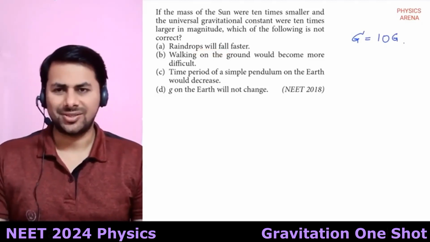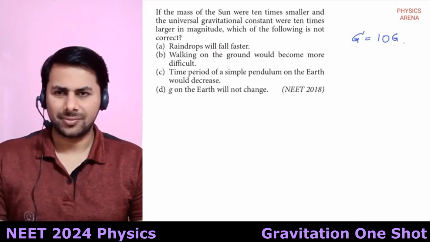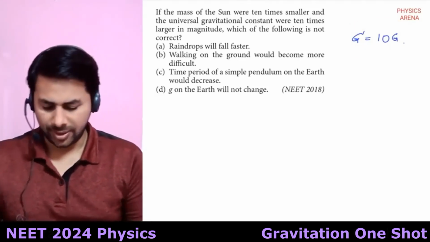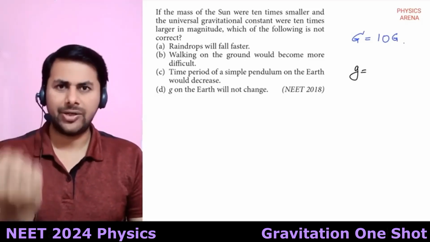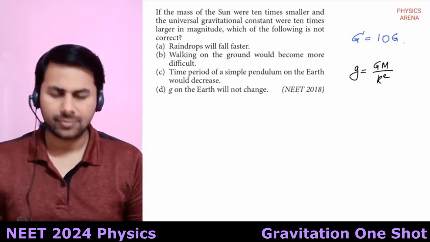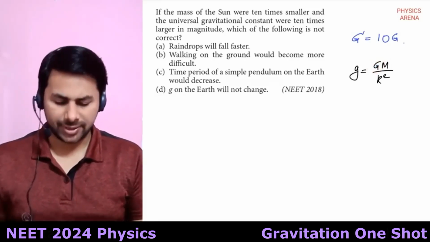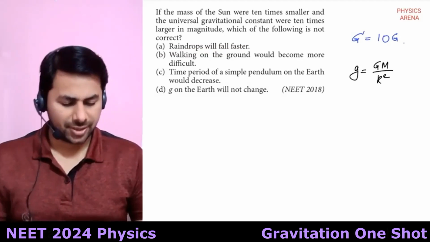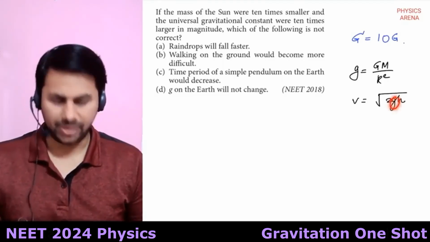Raindrops will fall faster. Is it correct or not? Okay. Why? Because G is increased. Therefore, small g will also increase. So raindrops, their speed depends upon what? The acceleration due to gravity, which is GM upon r square. So if G increases, that means small g also increases. So speed of raindrops will also increase. Suppose they are falling from some height h. So speed is equal to what? Square root of 2gh. So it depends upon g.